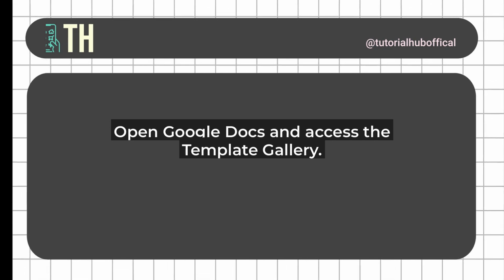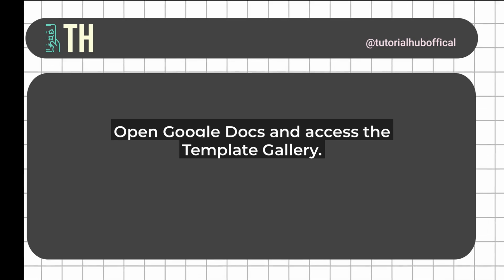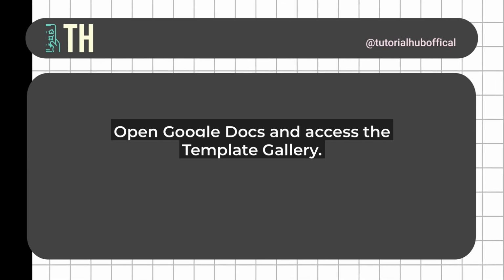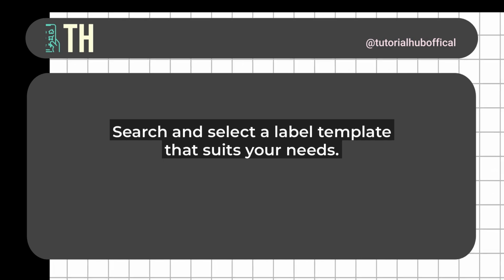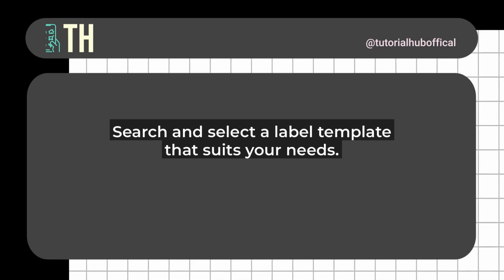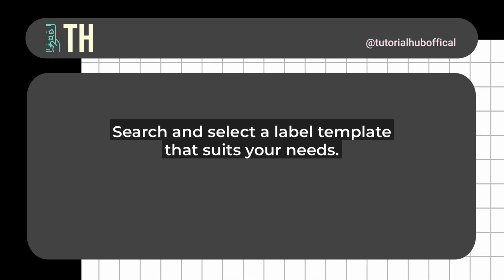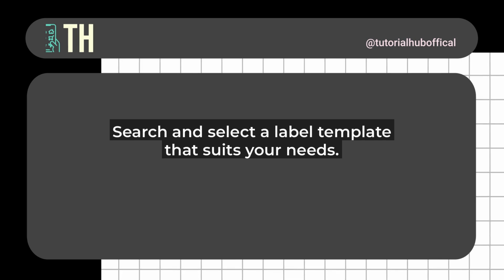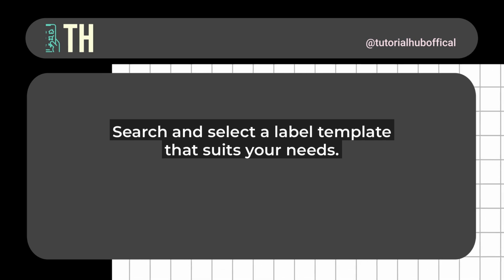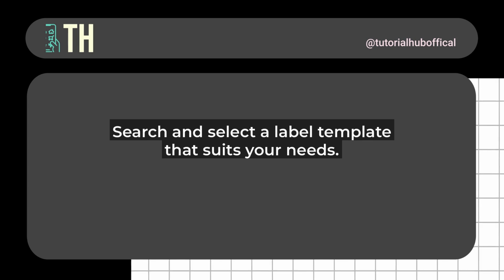Let's jump right in. First, open Google Docs by going to docs.google.com and signing in with your Google account. Once you're in, click on Template Gallery in the top right corner. Here, search for Labels in the search bar. Google has updated its templates for 2025, so you'll find fresh, modern options like address labels or product tags.